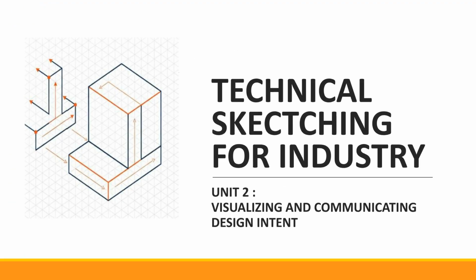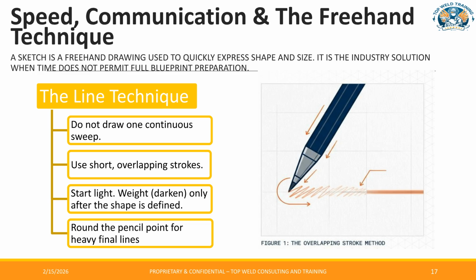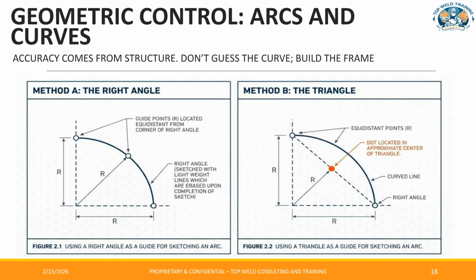Welcome to Unit 2. In this section, we move from interpreting blueprints to creating your own. We'll explore technical sketching as a tool to bridge the gap between mental concepts and final blueprints, transitioning from 2D views to 3D visualization. Sketches are essential when time is tight. Master the line technique by avoiding continuous sweeps. Use short, overlapping strokes to build lines, keeping them light until the shape is defined, then round your pencil point to darken final lines.